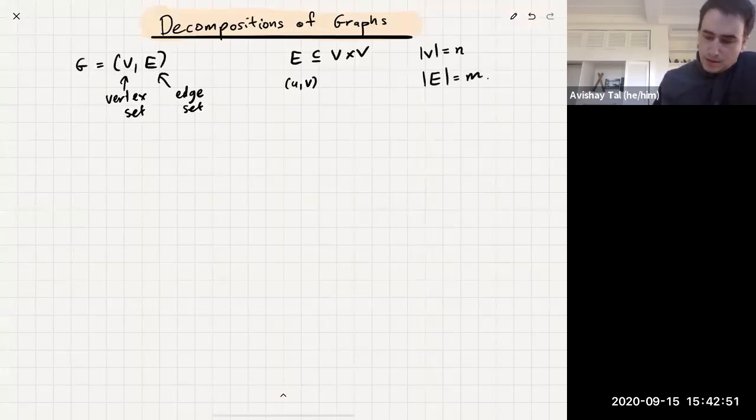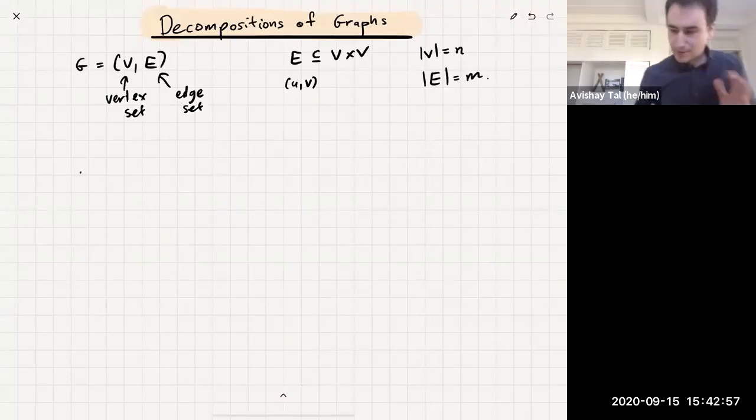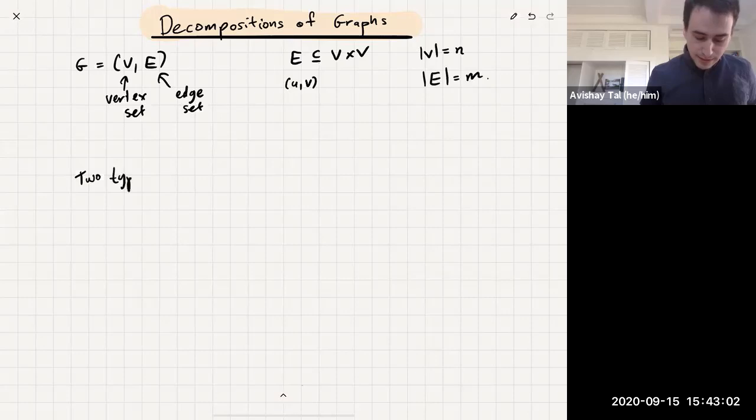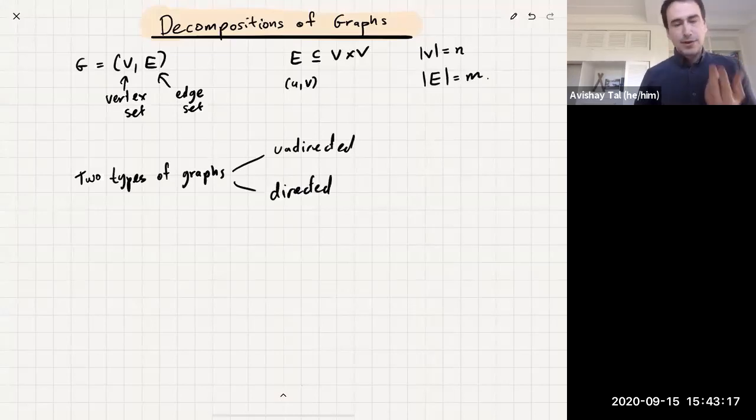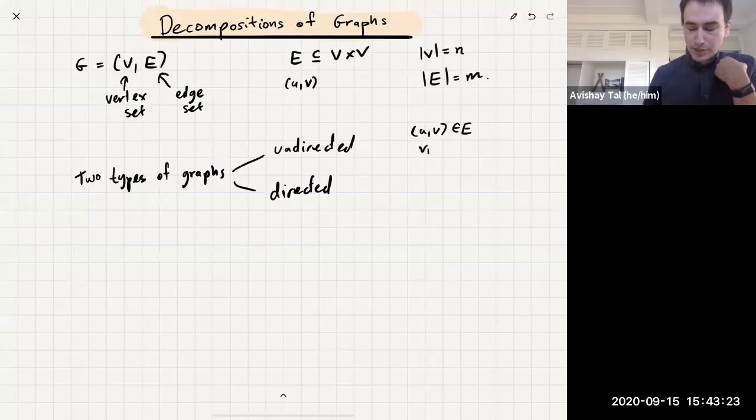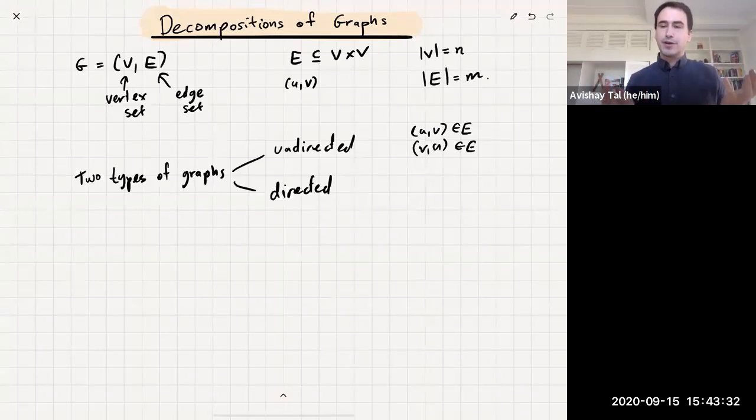Okay. So when we talk about graphs, there are two types of graphs that we are going to be concerned with, and one is the directed version, and the other is the undirected version of a graph. In the undirected case, these pairs don't have a direction, meaning that if UV is an edge, also VU will be an edge. And if you want to say it differently, you can just say that the edges are not ordered pairs, but unordered pairs.